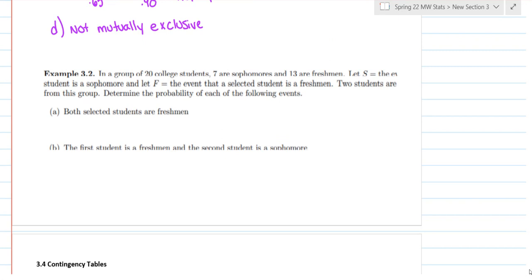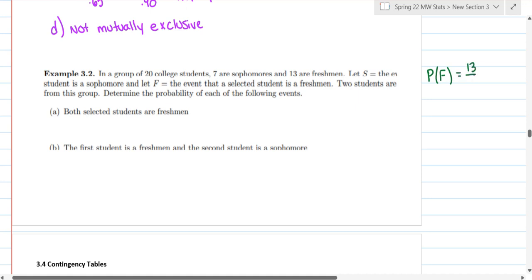So we have 20 college students, 7 are sophomores and 13 are freshmen. So we can start with this. You have the probability that a student is a freshman is 13 out of 20. And the probability that a student is a sophomore is 7 out of 20.